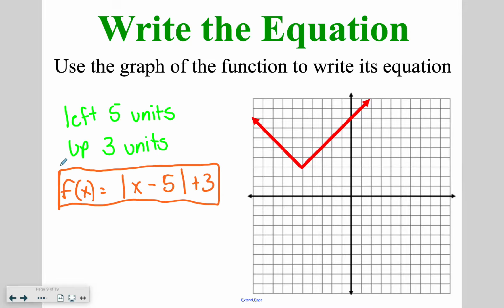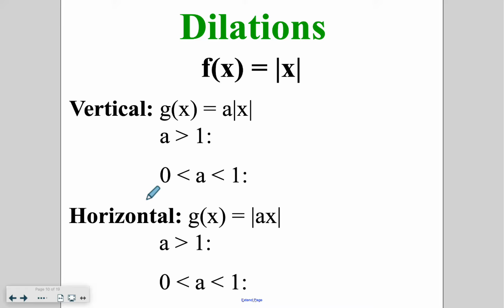So your vertex is moved 5 units left and 3 units up, so your function is f of x is equal to x minus the absolute value of x minus 5, all increased by 3. The next piece is looking at the dilations. That's what happens when we have this a value in the front of your expression.